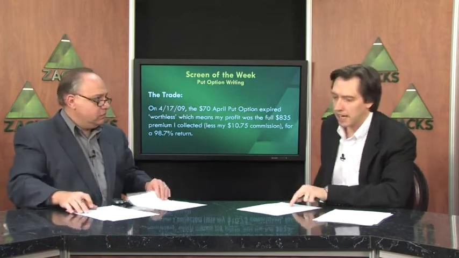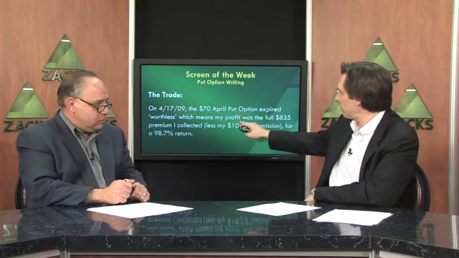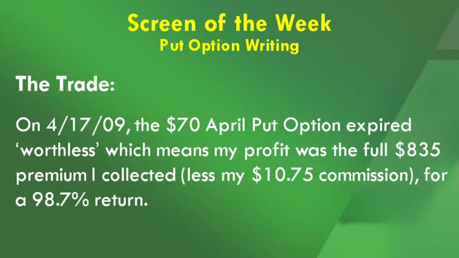Well, check this out. Since the time I placed that trade, the price of Apple got as high as $124.25 and got as low as $78.20. Now, to wrap up this trade, let me see if I can summarize it. On 4/17/09, that $70 April put option expired worthless, which means my profit was the full $835 premium that I collected, less my $10.75 commission, so my profit on that trade was 98.7%.